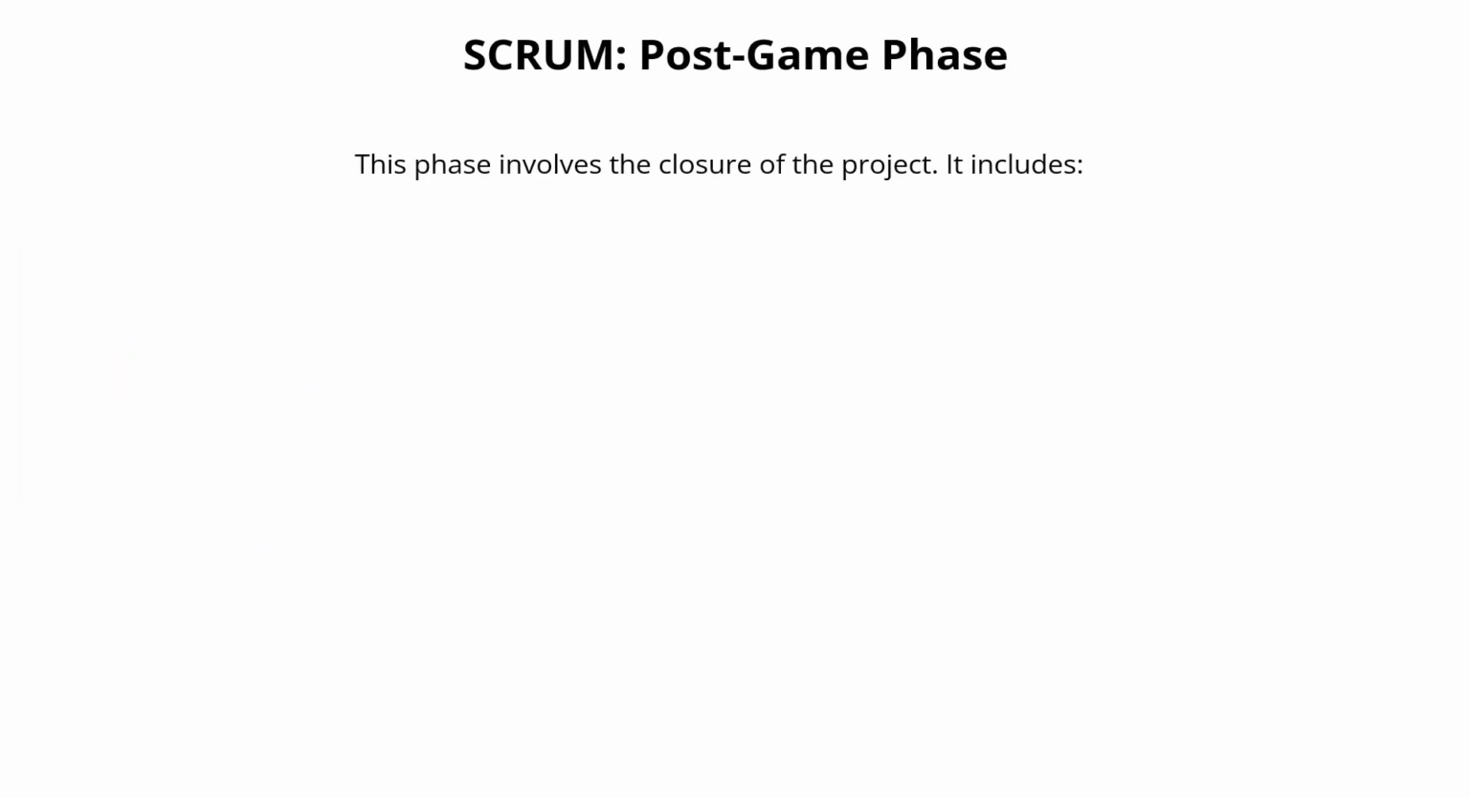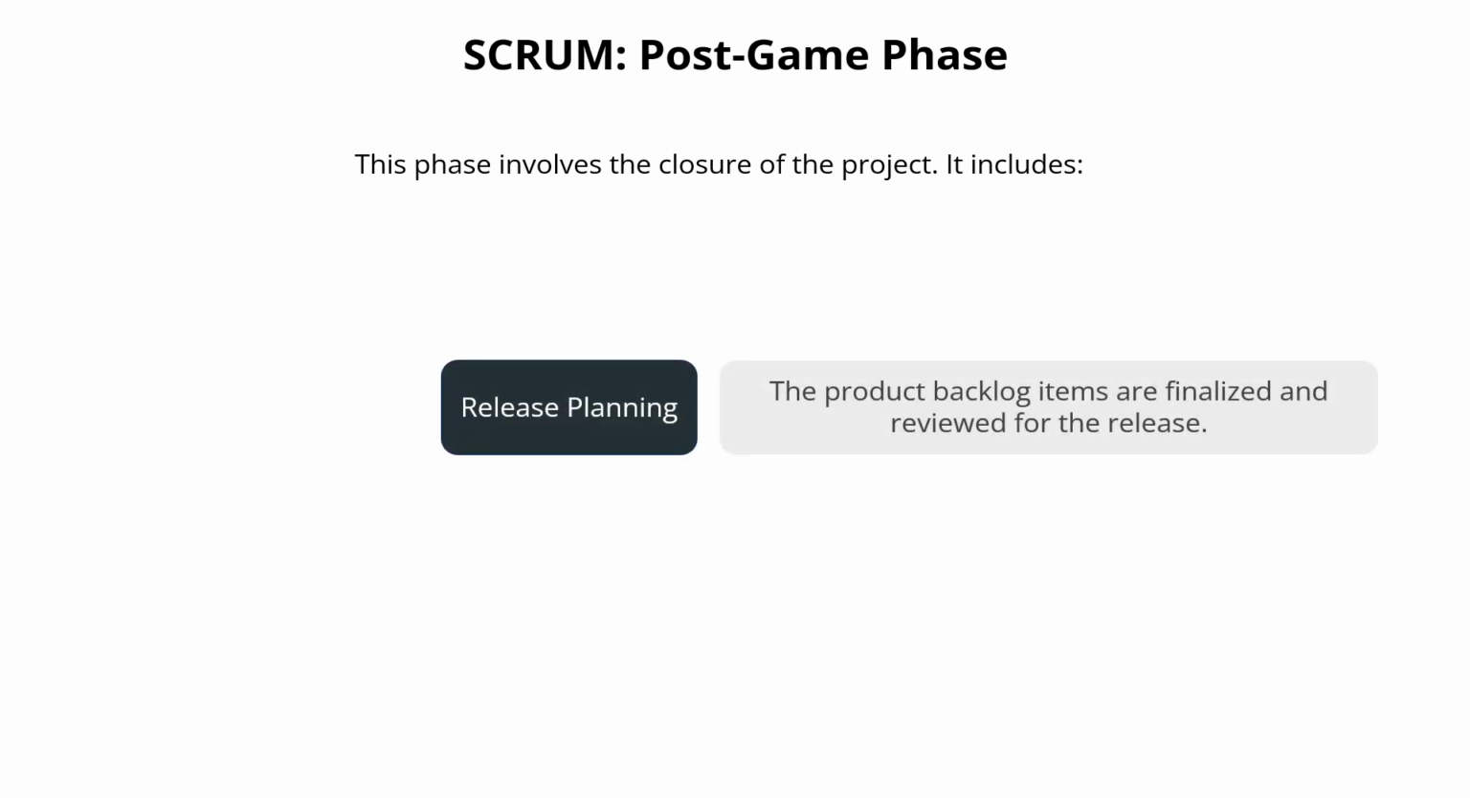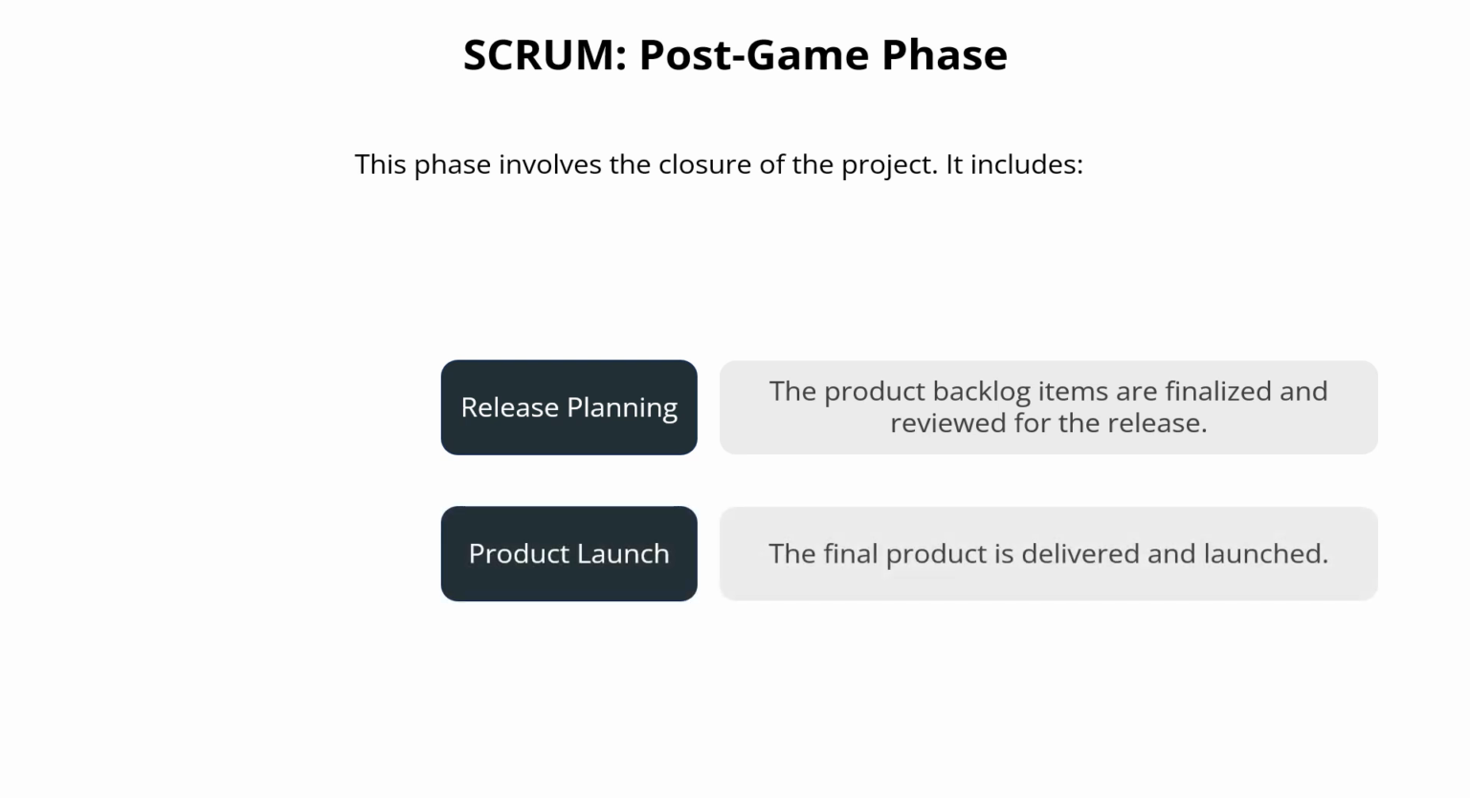Finally, the post-game phase involves the closure of the project. It includes release planning, which finalizes and reviews the product backlog items for the release, and product launch, where the final product is delivered and launched. Scrum is iterative and incremental, so these phases are repeated until the product reaches its desired final state.